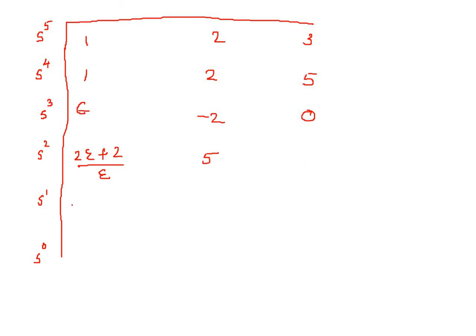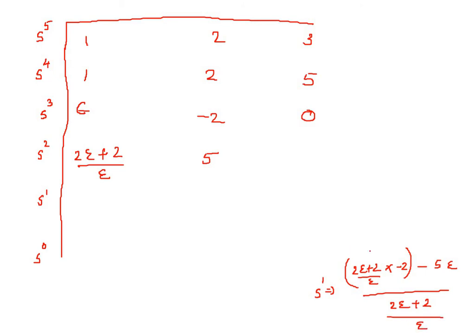Now we can find the elements corresponding to s raised to 1. The first value corresponding to s raised to 1 will be 2 epsilon plus 2 by epsilon into minus 2 minus 5 epsilon, divided by 2 epsilon plus 2 by epsilon.